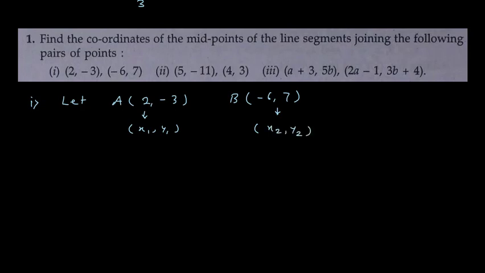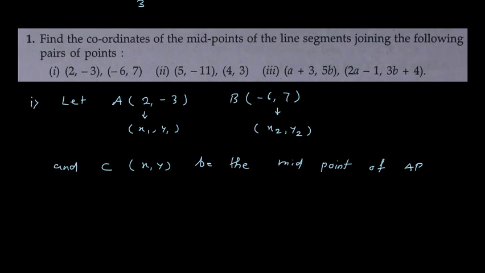First problem. Okay, let A is 2 comma minus 3, B is minus 6 comma 7. So this A you can consider as x1 y1, this B you can consider as x2 y2, and C xy be the midpoint of AB.